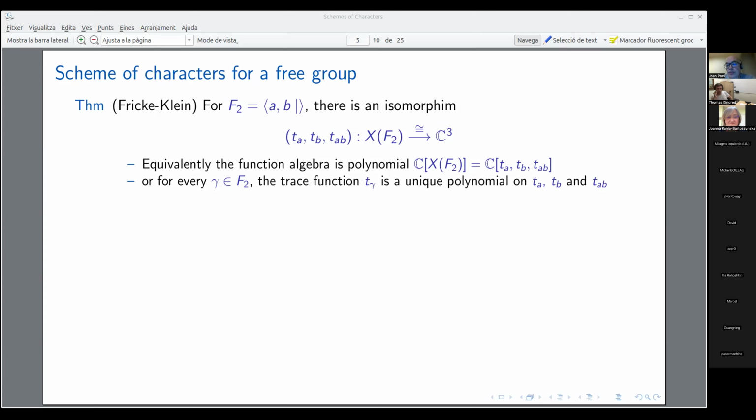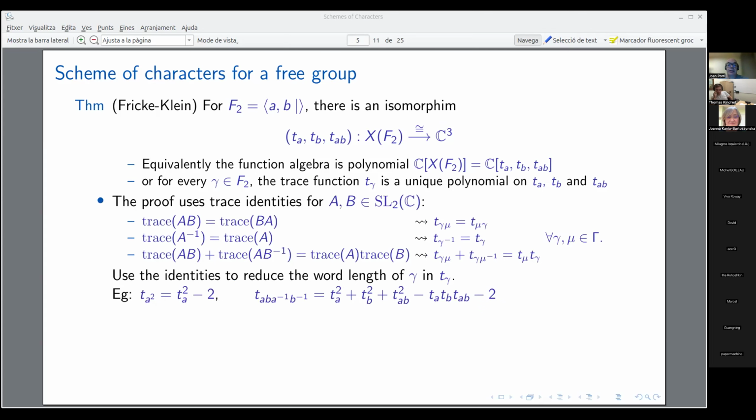If it was not a unique polynomial, it would be a question of that, but it's not. It's just a unique polynomial. Okay. So let me talk a little bit about the proof because the proof is very nice and it's computable. What it uses are trace identities for matrices from SL2C.